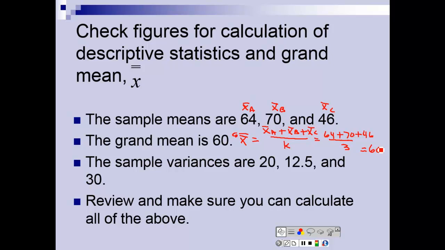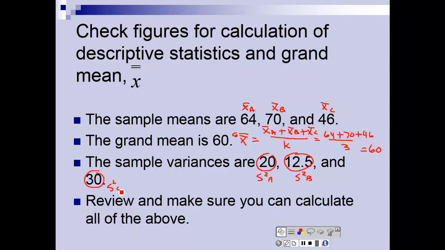Then we have sample variances. Again, I'll go back and do that by hand, but this is going to be S squared A, S squared B, and S squared C. It's just like standard deviation, just don't take the square root. Still going to be the sum of the squared deviations divided by n minus 1, just don't take the square root like we've been doing when we calculated standard deviations.